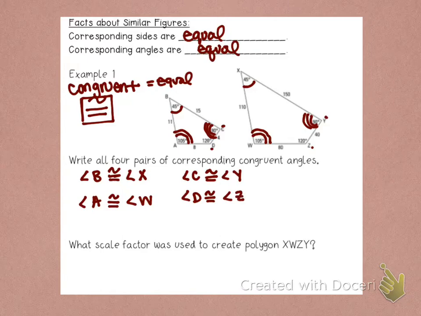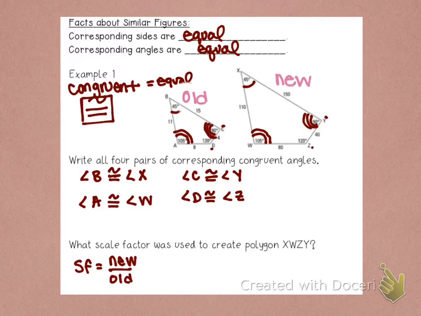And then we have scale factor. So what scale factor was used to create the polygon? Scale factor, we use our side angles. So remember, scale factor equals new over old. In this case, we don't have a scenario to tell us which one was new and which one was old. So this one came first. So we're going to say that this one is the old since it's written first. And this one is the new since it's written second.